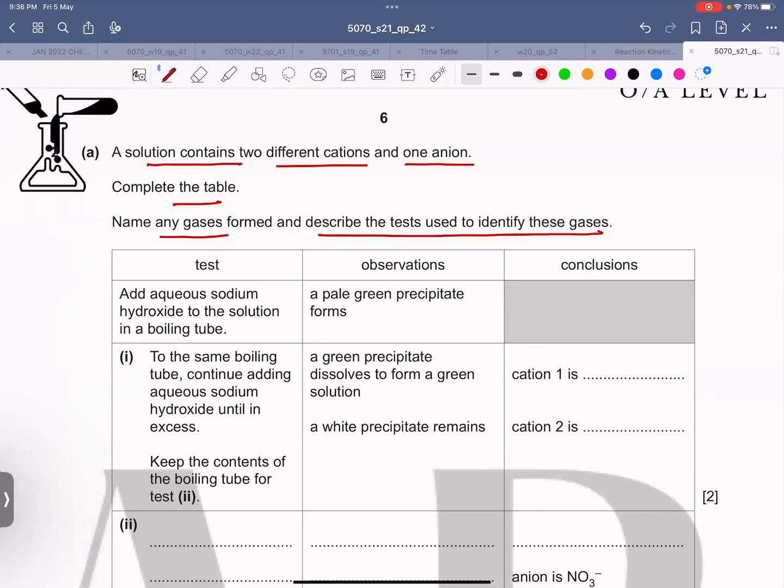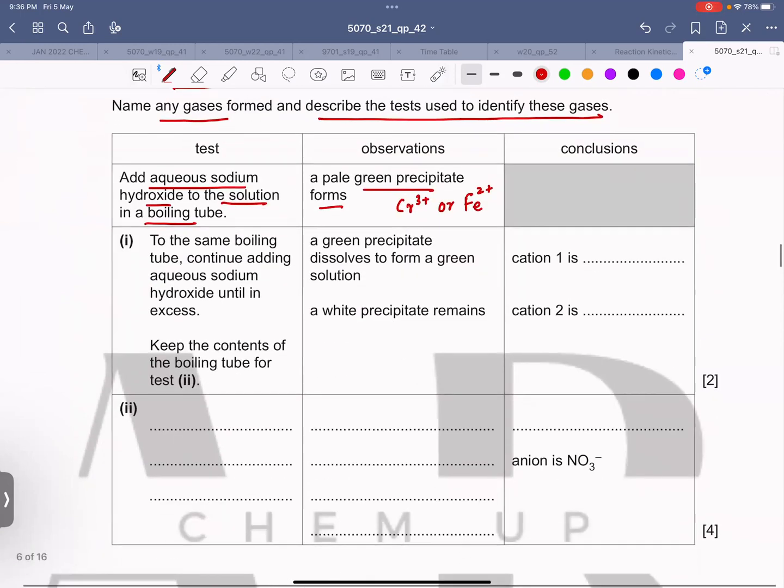What did they do? Add aqueous sodium hydroxide to the solution in a boiling tube. A pale green precipitate forms. So let me recall for you, if the precipitates are pale green, it can be a chromium ion or it can be an iron 2 positive ion. You can check it from the table of the test for cations and anions that would be provided to you in the exam.